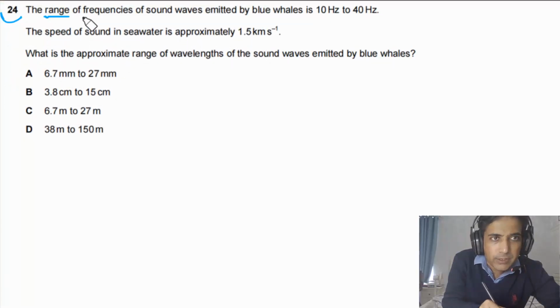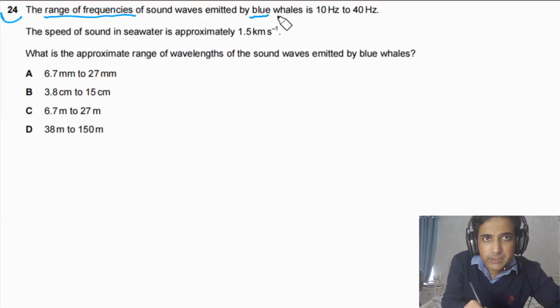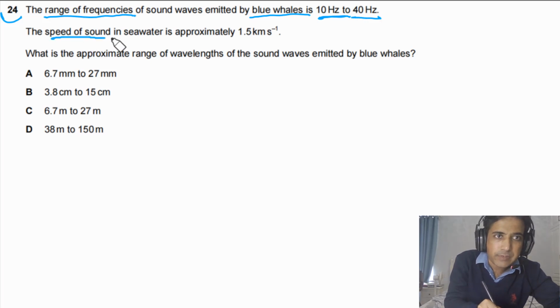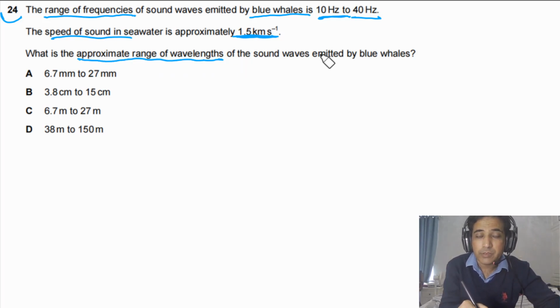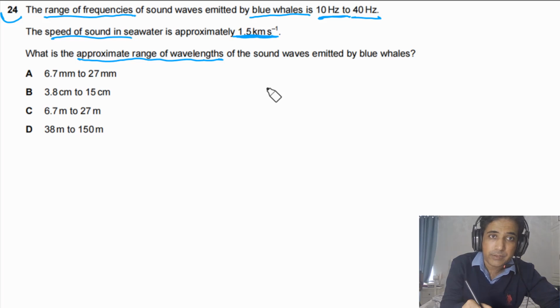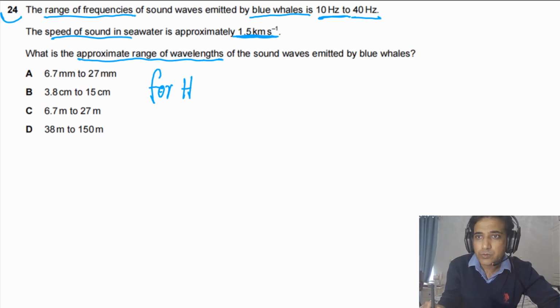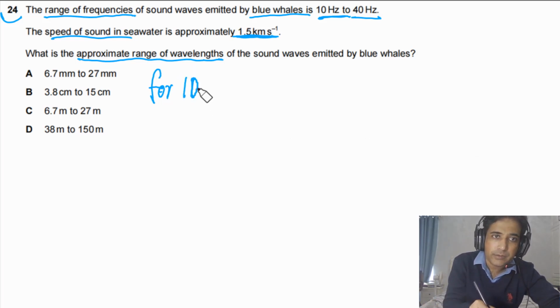Question 24 says the range of frequencies of sound waves emitted by blue whales is 10 Hz to 40 Hz. The speed of sound in seawater is approximately 1.5 kilometers per second. What is the approximate range of wavelengths of the sound waves emitted by blue whales? Range of wavelengths. First of all, we can simply write down here for 10 Hz.